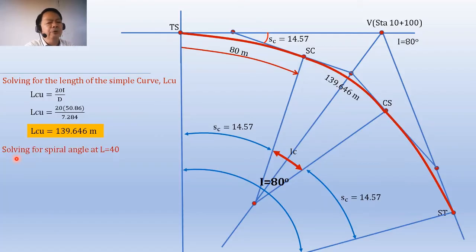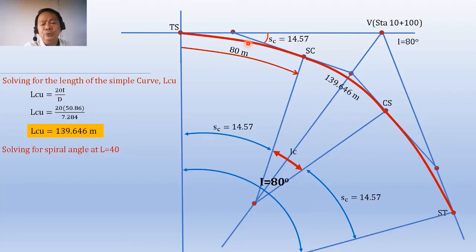So after we have computed for this length, we can now compute for the spiral angle, one of the unknowns, the spiral angle at the middle of the spiral. Since our spiral has a total length equal to 40 meters, at the middle of the spiral, somewhere here, we are looking for the spiral angle, meaning the spiral angle at L equal to 40.